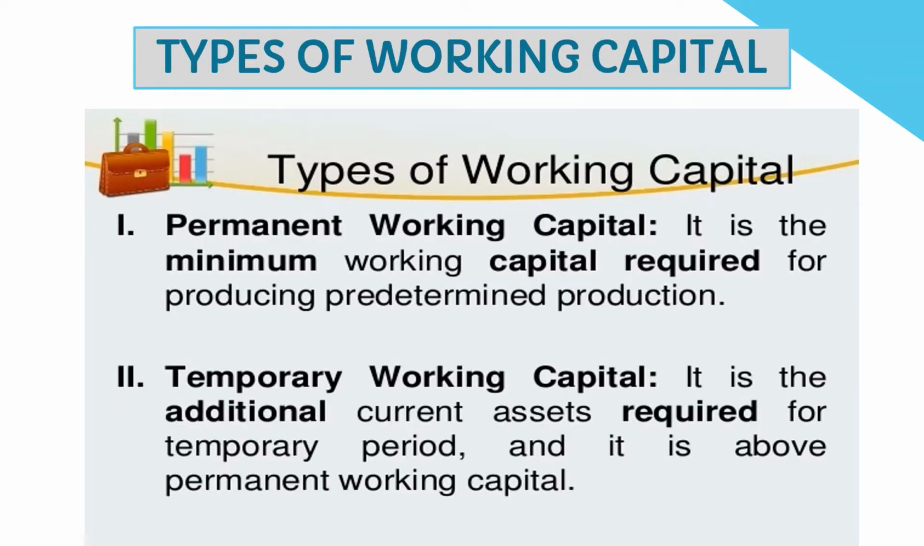We have two types of working capital, permanent and temporary working capital. Permanent working capital is the minimum working capital required for producing predetermined production, while temporary working capital is the additional current assets required for a temporary period and is above permanent working capital.